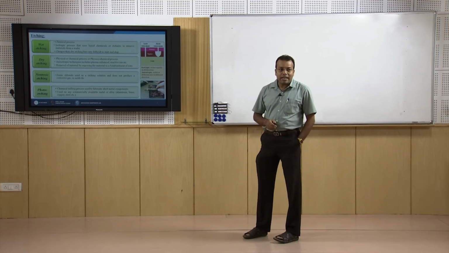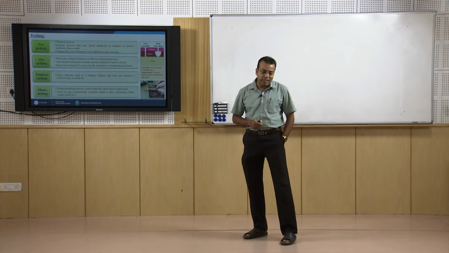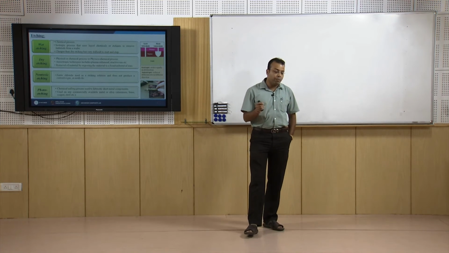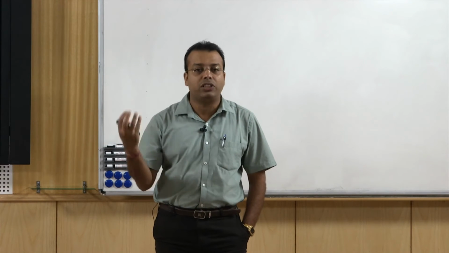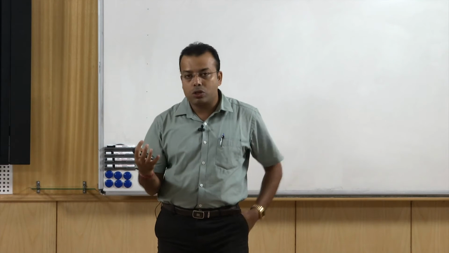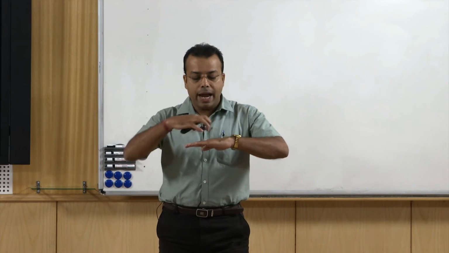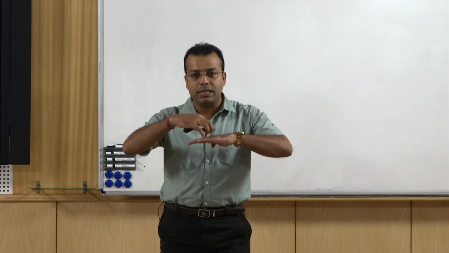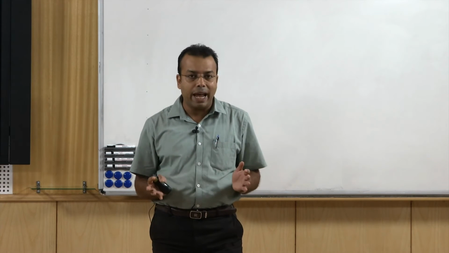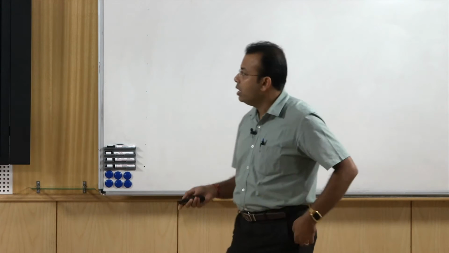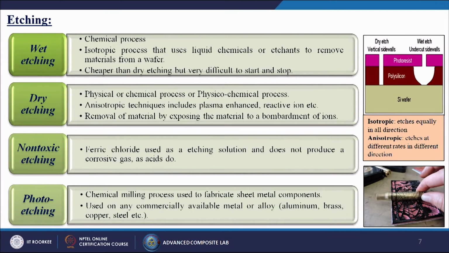The next method is called etching. If you want to remember it, I can give you one example: etching is nothing but making some scratch onto the metal surface. Simply, I have that surface and I want to scratch it like this. This is also one kind of etching process. So by etching we can also clean the material surface. There are several types of etching: wet etching, dry etching, non-toxic etching and photo etching. One by one we will go into the detail.